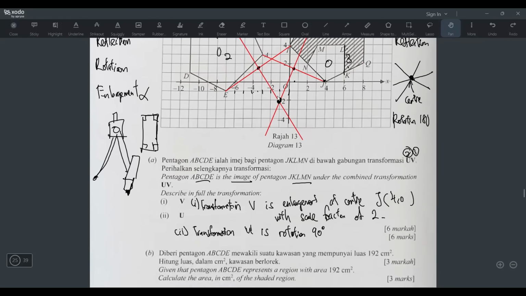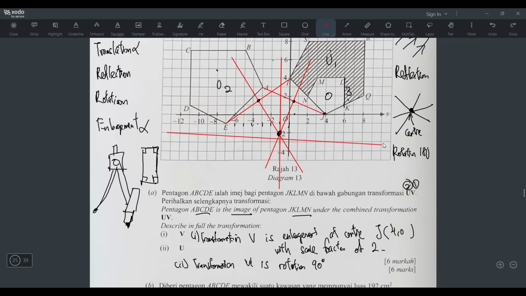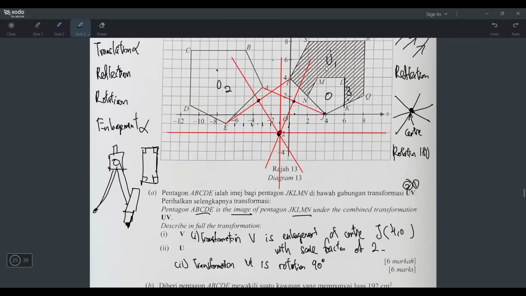So now we know the center is (-1, -2). So we can write rotation 90 degrees. Oh, we have to write clockwise or anti-clockwise, right? We already know the center is here, so we can draw a cross, and when we draw a cross, we will know whether it is clockwise or anti-clockwise. So remember, it's from I1 to I2. When you're moving like this, is it clockwise or anti-clockwise? Anti-clockwise, right? This one is like this, so it's anti-clockwise.